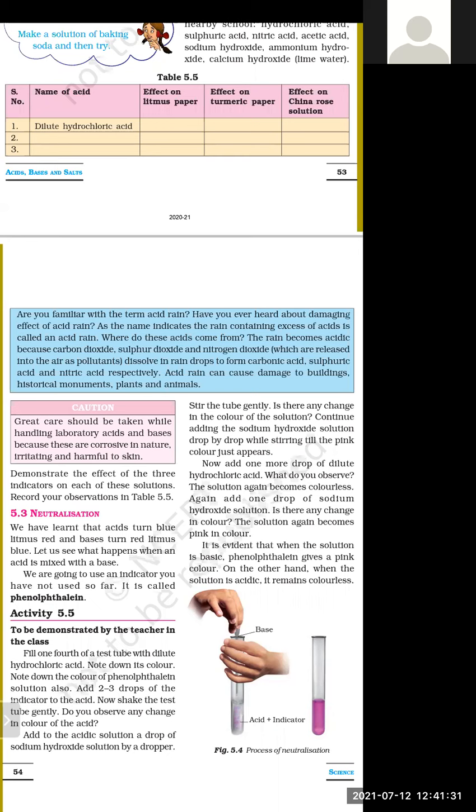As the name indicates, the rain containing excess of acid is called acid rain. So you can underline this: the rain containing excess of acid is called acid rain. Where do these acids come from? The rain becomes acidic because carbon dioxide, sulfur dioxide, nitrogen dioxide are released into the air as pollutants.